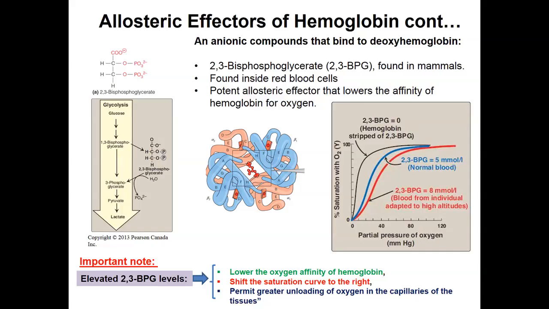So BPG gets into the hemoglobin and locks it in the deoxy conformation, and it stays there. So it decreases the affinity for binding oxygen. All right? Is this clear?